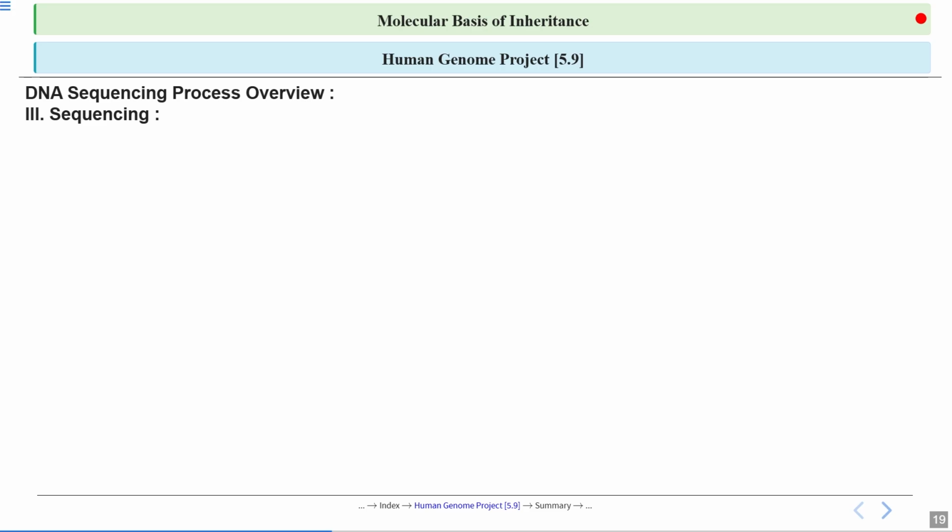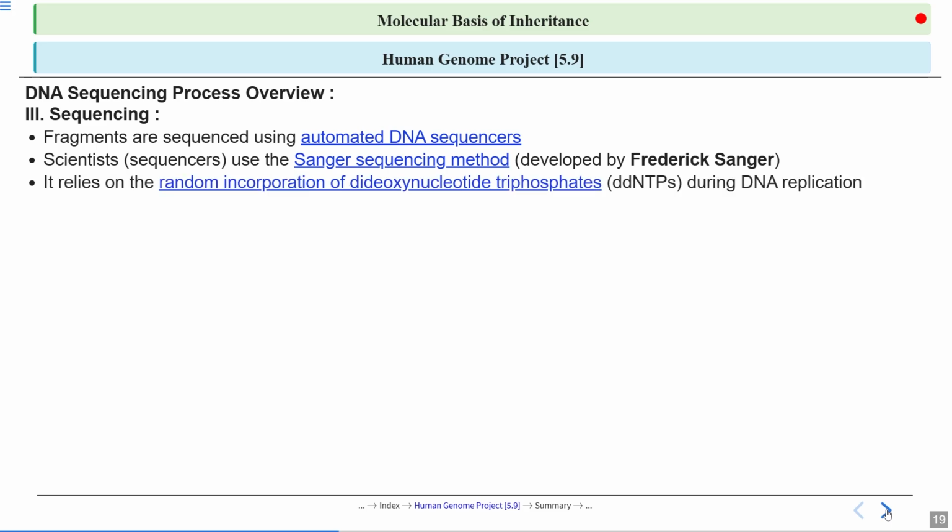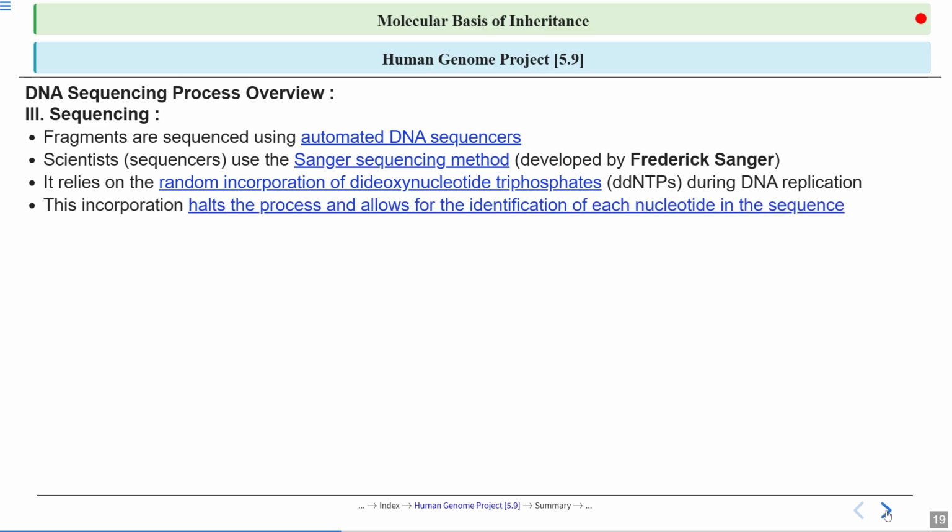Now it's time for sequencing, the main process. Fragments are sequenced using an automated DNA sequencer. The sequencer uses the Sanger sequencing method, which was developed by Frederick Sanger. It relies on the random incorporation of dideoxynucleotide triphosphate, that is ddNTP, during DNA replication. This incorporation halts the process and allows for identification of each nucleotide in the sequence.